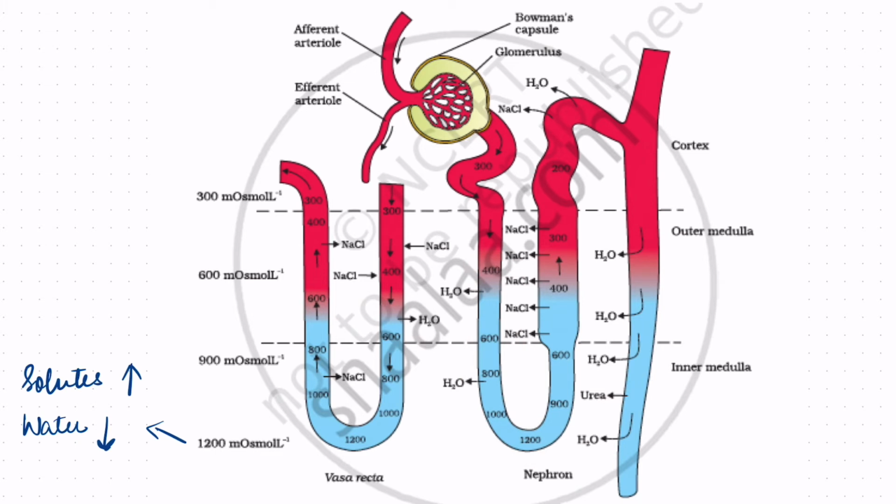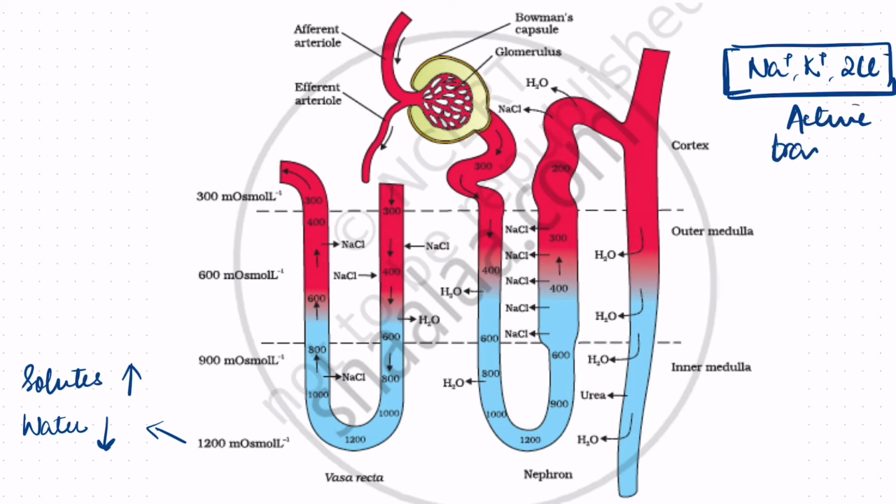Now you know that the ascending limb of the loop of Henle is permeable to solutes, not water. So the solutes start moving out. That is NaCl. Also remember that in the thick ascending limb, this thick part, there is a channel named the sodium potassium 2 chloride transporter. This channel works by active transport, causing active transport of NaCl and potassium out.